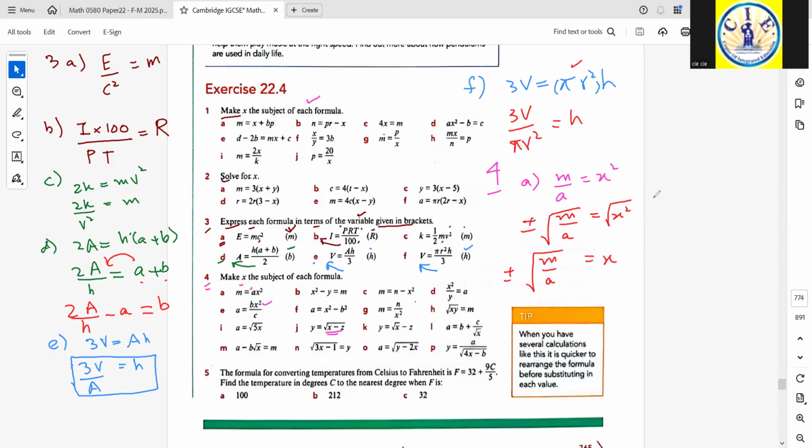Then for part B, first of all, this negative will be shifted to the other side, y plus m or m plus y, that is the same thing. Now again, to get rid of this square sign, I need to take the square root on both the sides to have plus minus square root of y plus m.